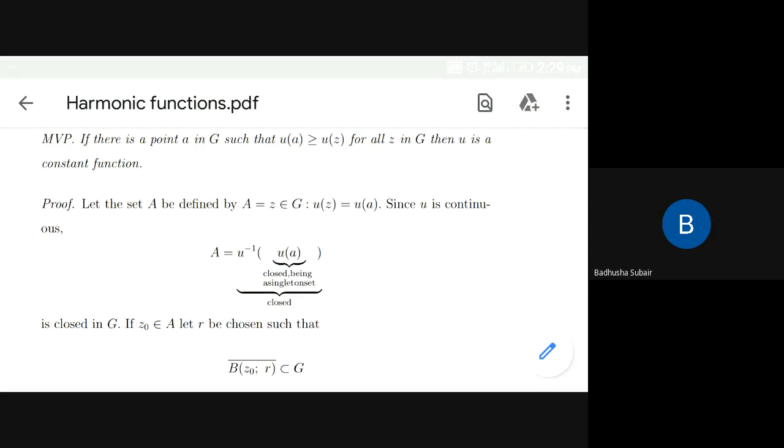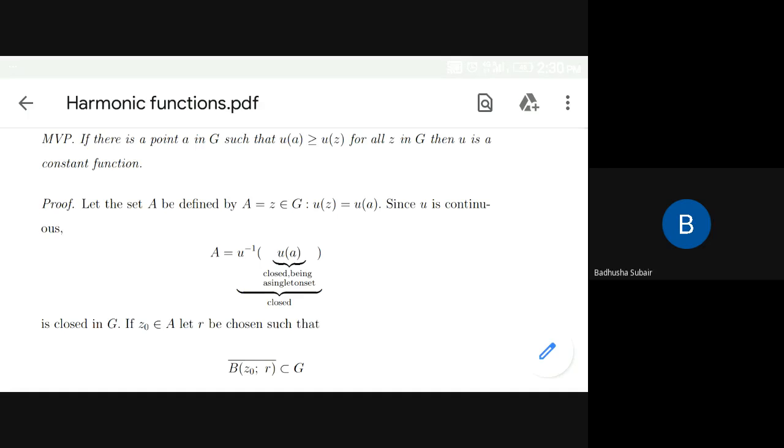Hello. Swetha, continue. Okay. So we have taken a point A such that U of A is greater than or equal to U of Z. So we have to prove that U is a constant function. In order to prove U is a constant function, we have to show that U must assume a constant value. So it is given, the condition is for all Z belongs to G, U of A is greater than or equal to U of Z. So U of Z only attains a constant value. So it is clear that U of Z takes only the constant value U of A.